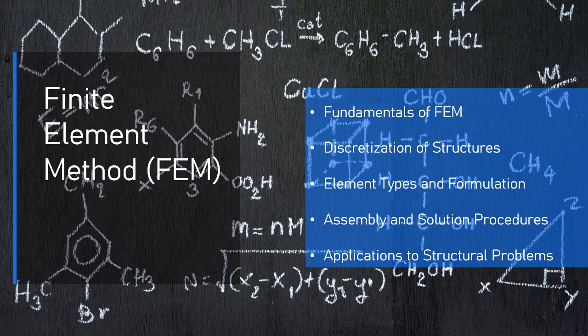4. Finite element method, FEM. Assembly and solution procedures. Once individual finite elements have been discretized, formulated, and their stiffness matrices and force vectors derived, the next steps in the finite element method involve assembling these individual element matrices into a global system and solving for the displacements and internal forces of the entire structure. The process can be broken down into the following major steps.